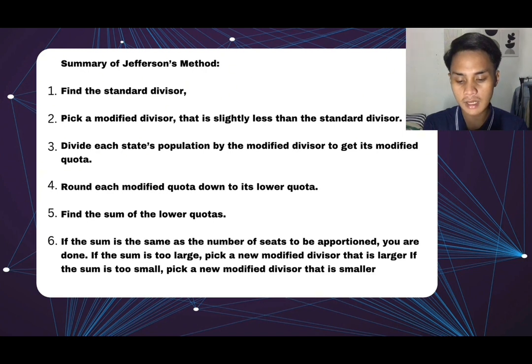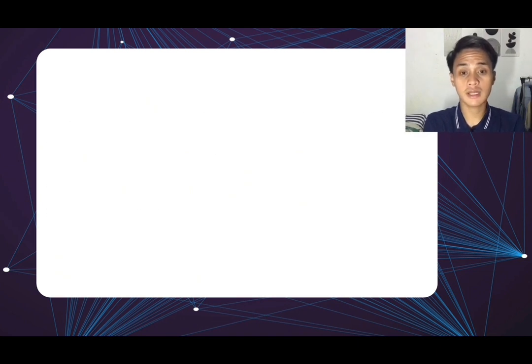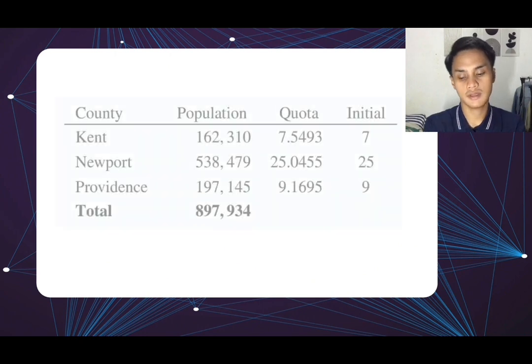6, if the sum is the same as the number of seats to be apportioned, you are done. If the sum is too large, pick a new modified divisor that is larger than that. And if the sum is too small, pick a new modified divisor that is smaller. So I'll be providing you an example on how to solve using Jefferson's method.